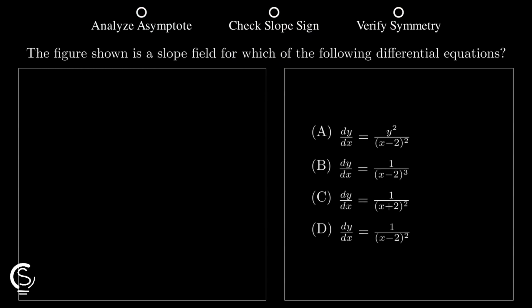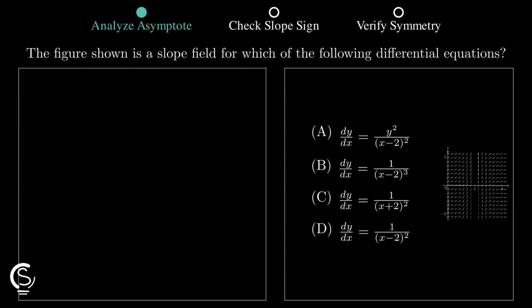First, look at the slope field. Notice the gap at x equals 2 where slopes are undefined. This means our denominator must be 0 and x is exactly 2. Boom!